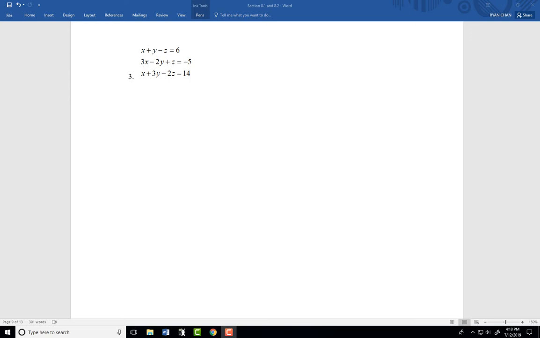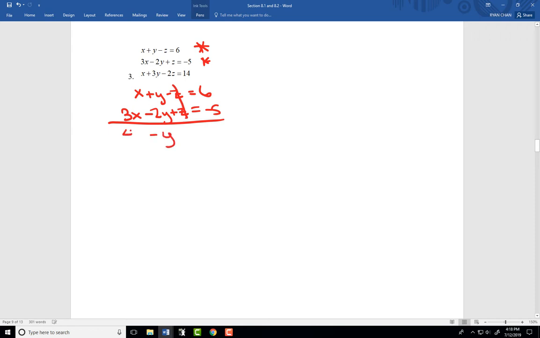So for example, I'm going to do the first two. And if I want to eliminate z, all I do is combine my two rows. So I have x plus y minus z is equal to 6. And then 3x minus 2y plus z is equal to -5. I'm going to combine. My z's are gone, so I have -y, and I have 4x is equal to 1. Okay?